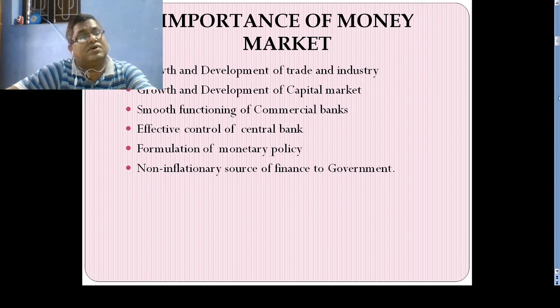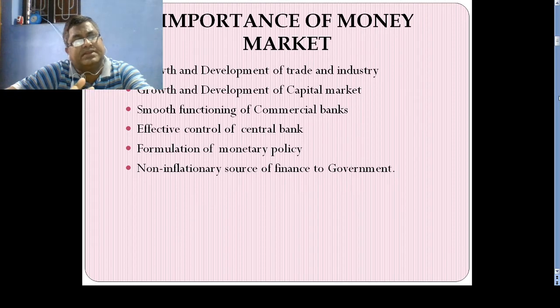And the next one is a non-inflationary source of finance to the government. A developed money market helps the government raise short-term funds, and it is non-inflationary because treasury bills are issued. At the time of inflation, when funds are generated by borrowing from the central bank, the government may be forced to print currency, so money market instruments can play a pivotal role in such central bank issues. So it is called a non-inflationary source of finance to the government.